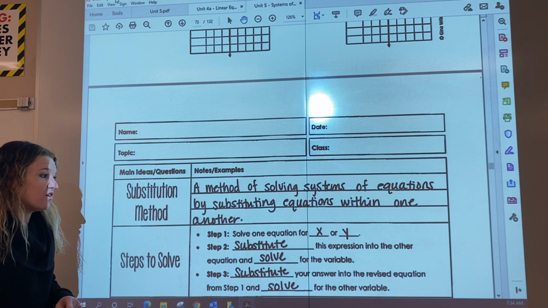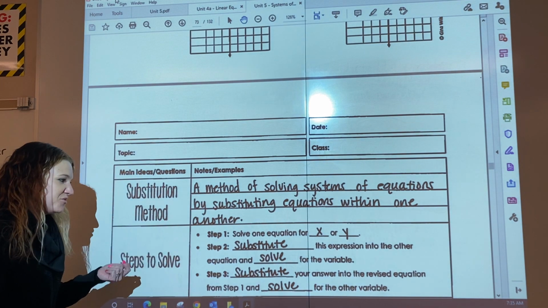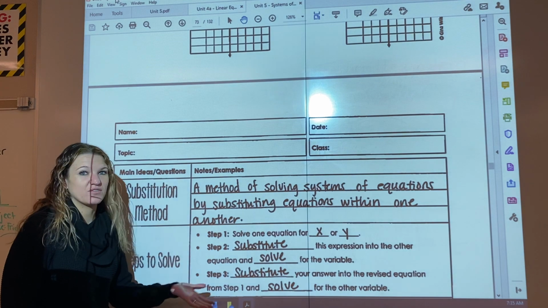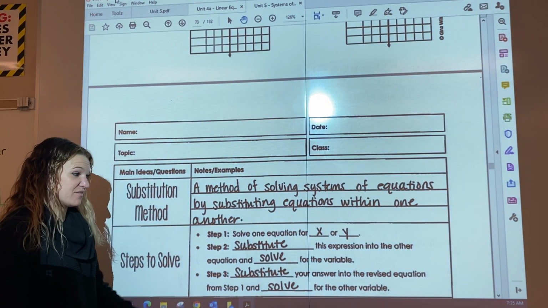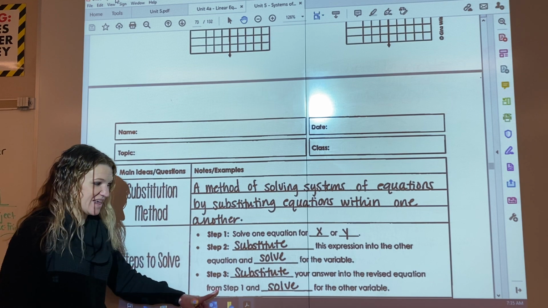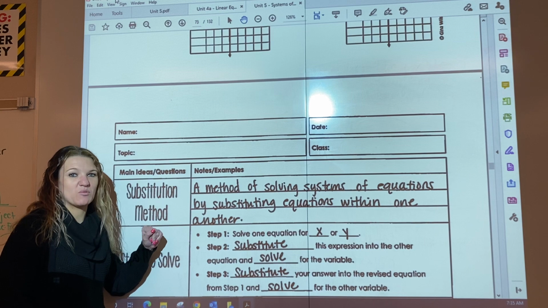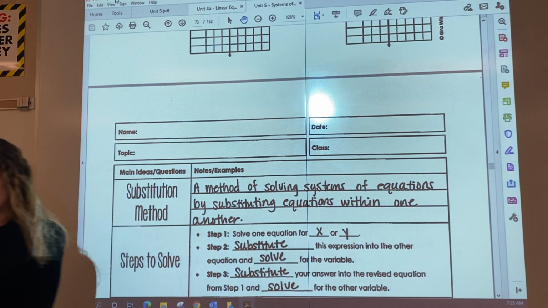Step 1, you're going to have to solve one of the equations for either x or y. Step 2, you're going to substitute this expression into the other equation and solve for the opposite variable. Step 3, substitute your answer into the revised equation from step 1 and solve for the other variable. I know that's just a lot of words right now, but once we get into it, it's going to make a lot of sense. So let's go ahead and look at our first example here.